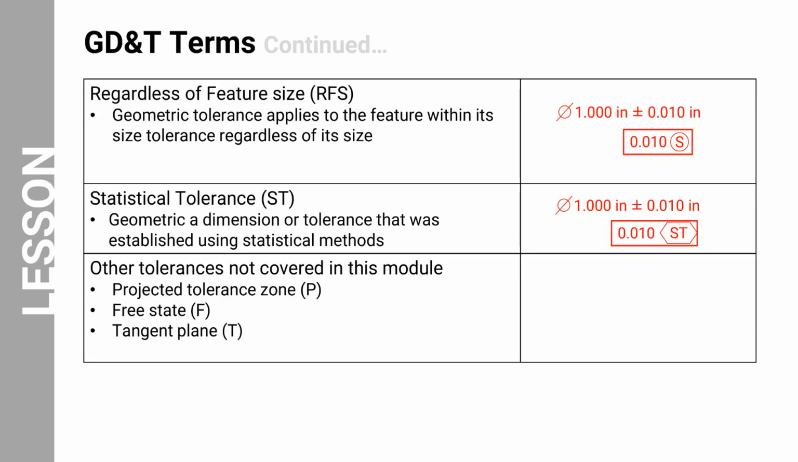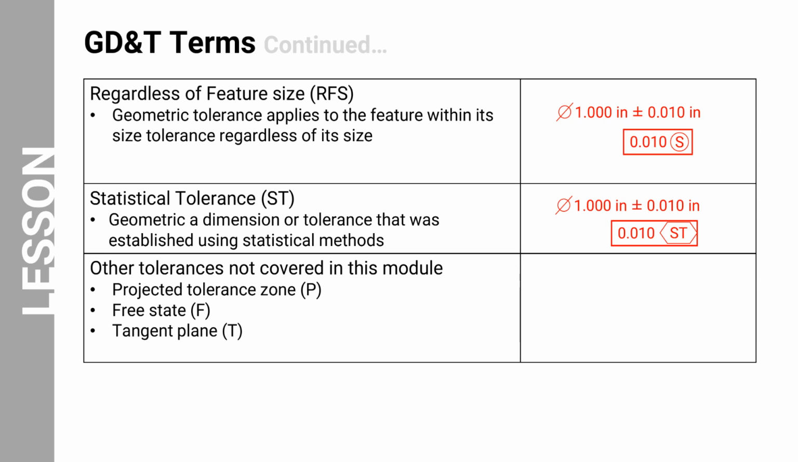In addition to the maximum and least material modifiers, the third material condition modifier is called regardless of feature size, abbreviated as RFS. RFS is often used to explain that a geometric tolerance applies to the feature within its size tolerance regardless of its size.